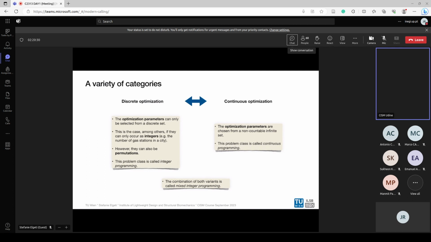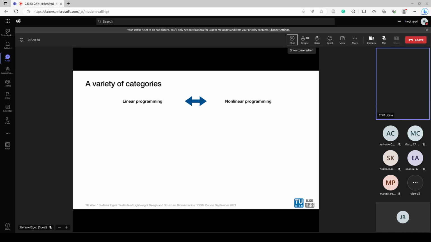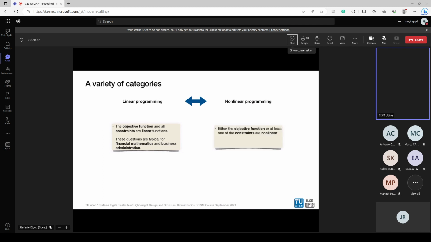And we will concern ourselves with continuous optimization. So shape optimization would usually be a continuous optimization. Then we can look at linear programming or nonlinear programming. Linear programming means that the objective function and all constraints are linear functions. This is very typical for financial mathematics or business administration. Instead, in nonlinear programming, either the objective function or at least one of the constraints are nonlinear, and this is very typical for natural and engineering sciences. So we are here on the side of nonlinear programming.